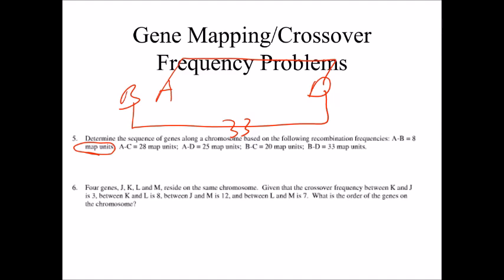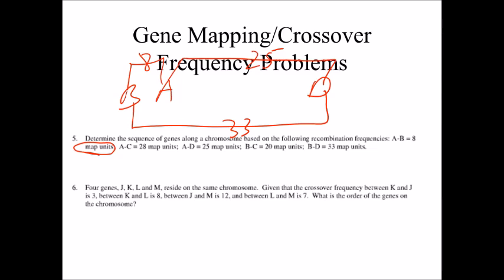This is 25 map units. And A to B is 8 map units. And notice that 8 and 25 add together to be 33. In a real world problem, they may not add to be exactly 33. They might add up to be 33.6 or 34. But they should add up to be close. We're still missing a gene.